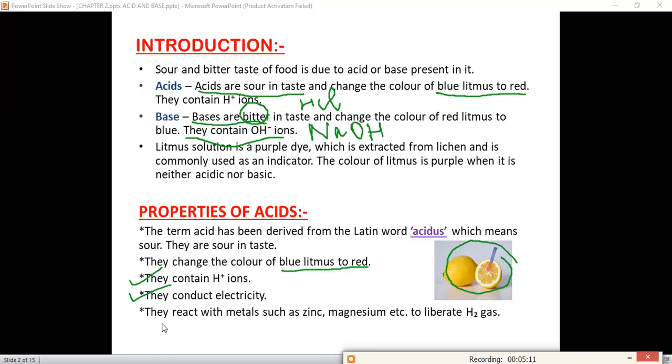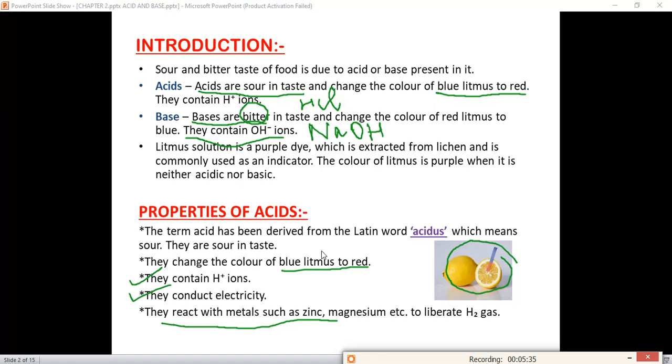Next one, they react with metals such as zinc, magnesium, etc. to liberate hydrogen gas. The acids will react with any metal like zinc, magnesium, etc. to liberate hydrogen gas. In the first chapter, chemical reaction and equation, we have seen when zinc reacts with hydrochloric acid, which gas is liberated? Hydrogen gas. So these are the different properties of acid.